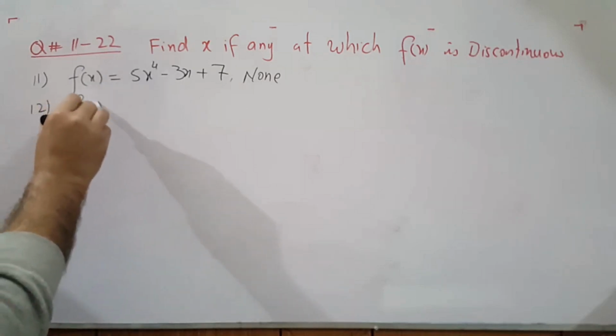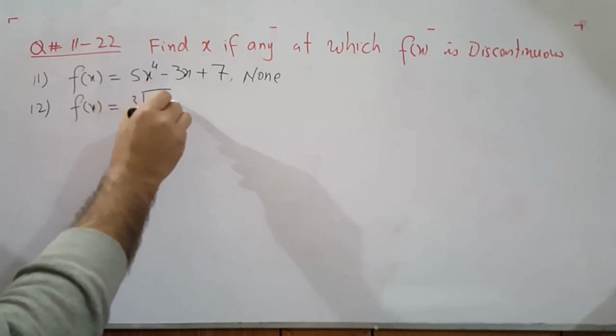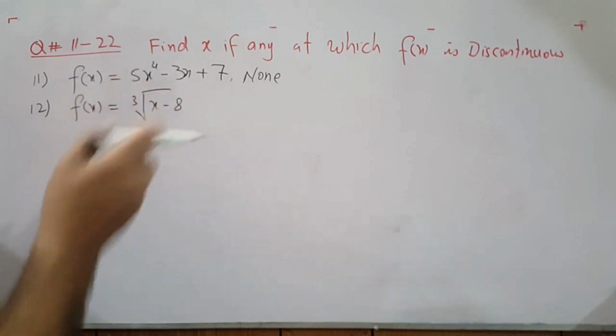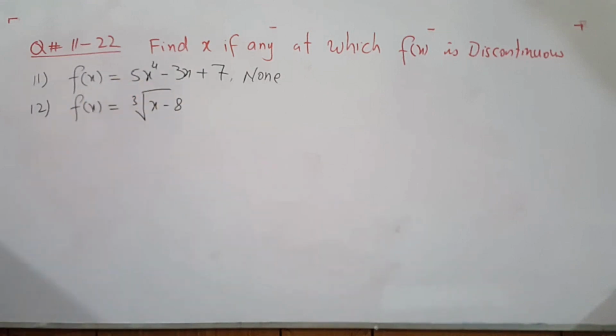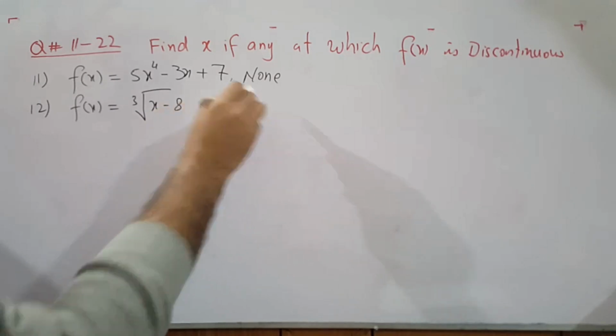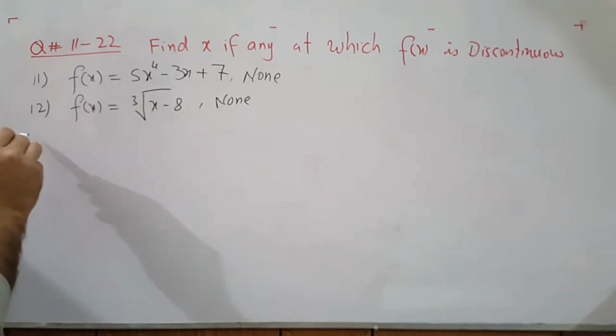Similarly, question 12 says the cubic root of x minus 8. Since inside the cubic root you can put any value and it will be defined, there is no x for which this function can be discontinuous. So it is continuous for all real numbers.